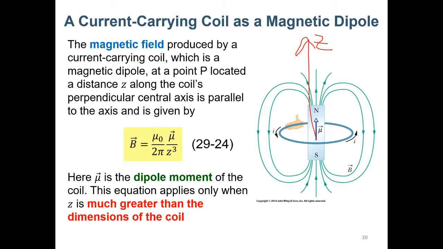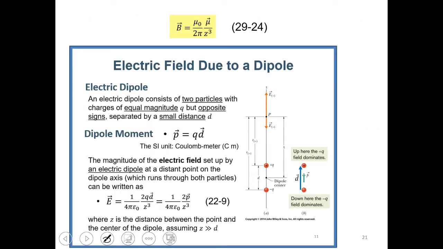This equation applies only when z is much greater than the dimension of the coil. So z should be much larger than, maybe we can say R. z is much larger than R. So it is something similar to this one, the electric field generated by an electric dipole.